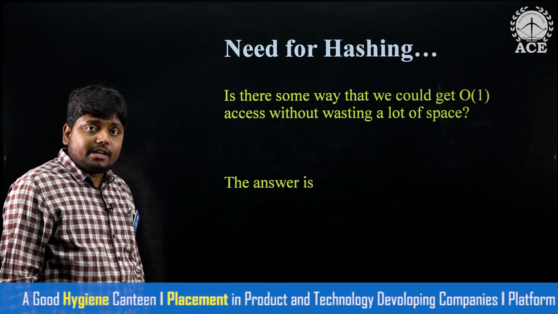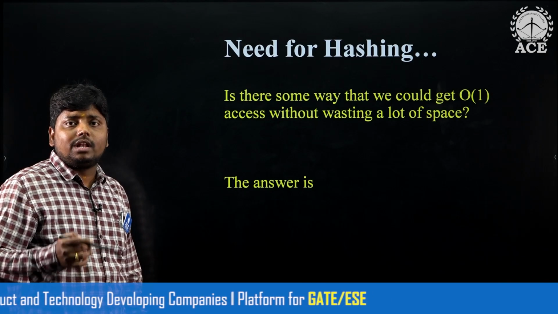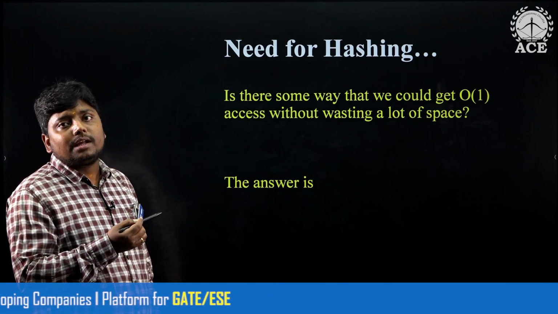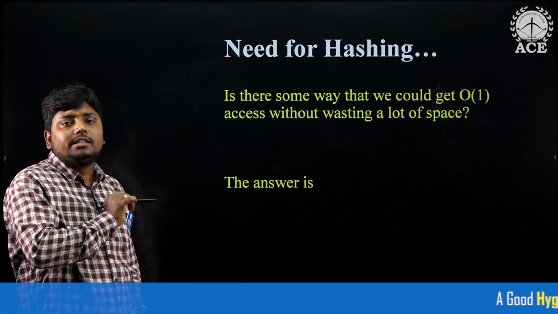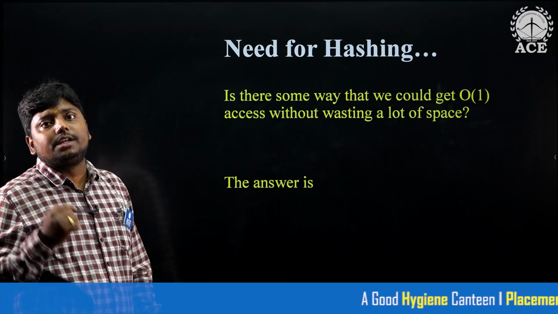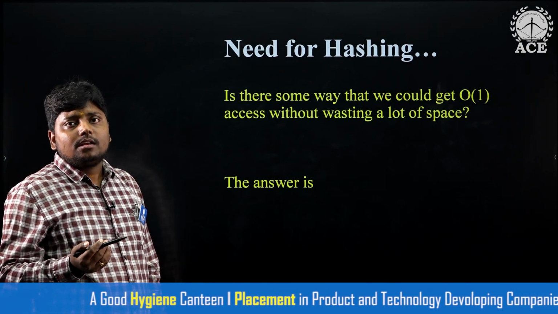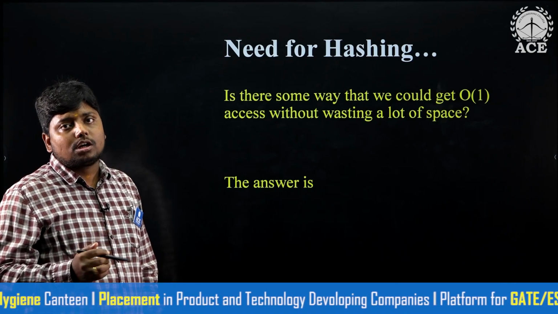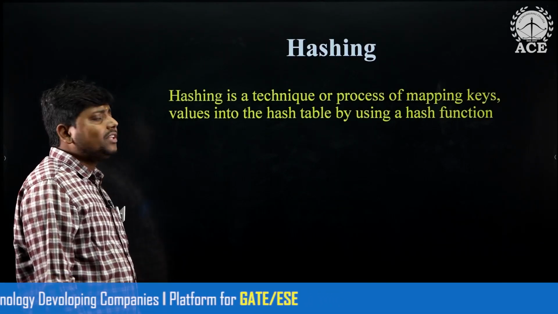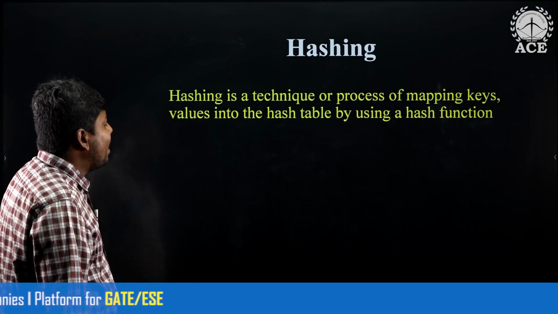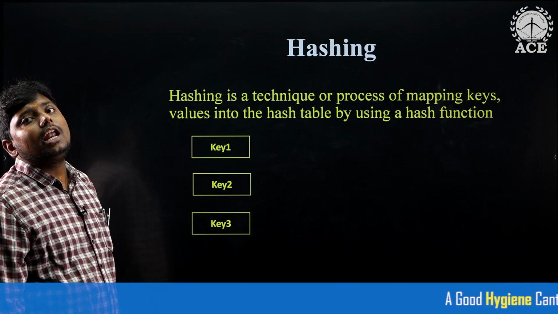And what is that technique called? That technique is hashing. Hashing is a technique which will help us improve the time complexity and the space complexity also. As we have seen in our last example, we had improved the time complexity to order of 1, but we could not work very well with the space complexity. We had wasted a lot of space. So coming to hashing, what is hashing? Hashing is a technique of mapping element values to a hash table with the help of a hash function.